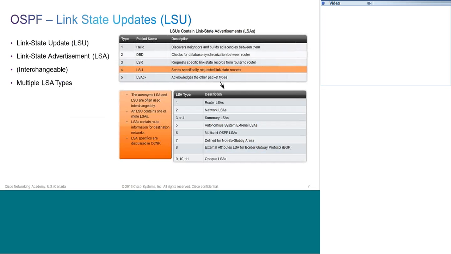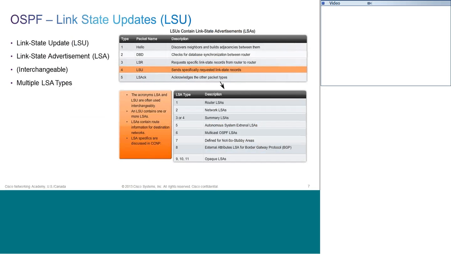Type 4 are link state update packets, and they are used to reply to link state requests and to announce new information. Link state updates can be one of 11 different types of link state advertisements. In fact, link state updates are sometimes referred to as link state advertisements. Sometimes they're used interchangeably, the two words.